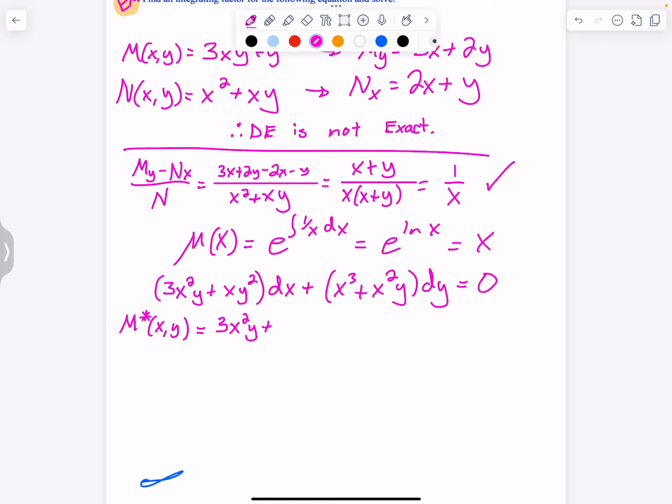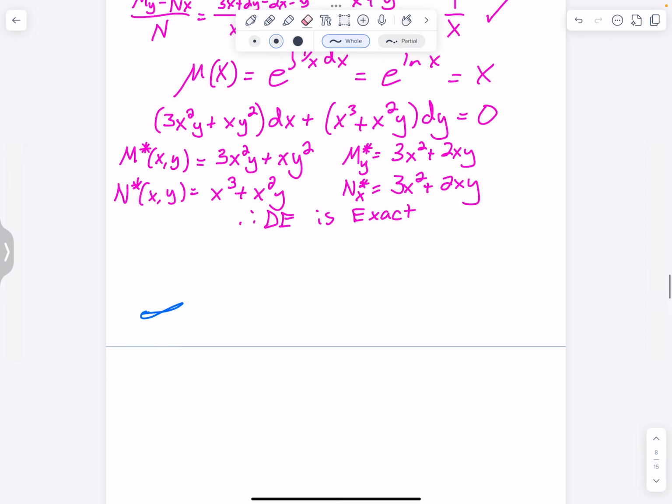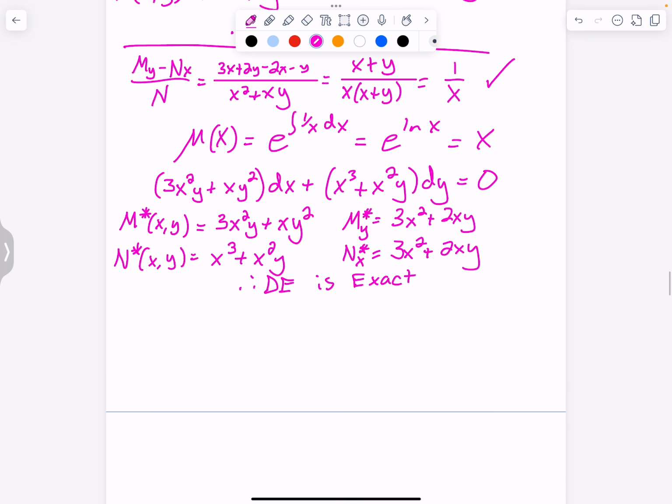And then we have M star y. So we get 3x squared plus 2xy. Okay, N star, not the same as N, it's new, is x cubed plus x squared y. And then N star x is going to be 3x squared plus 2xy. So now, therefore, the DE is exact. Okay, we'll have to keep working. They want us to solve it, not just make it exact.